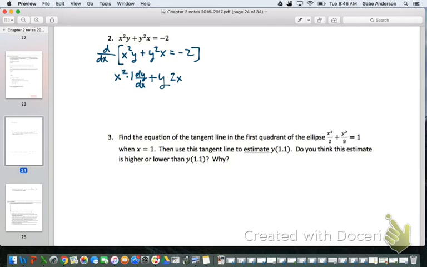Ready, go. ddx of the second term. So give it a shot. Y squared times 1 plus x times 2y.